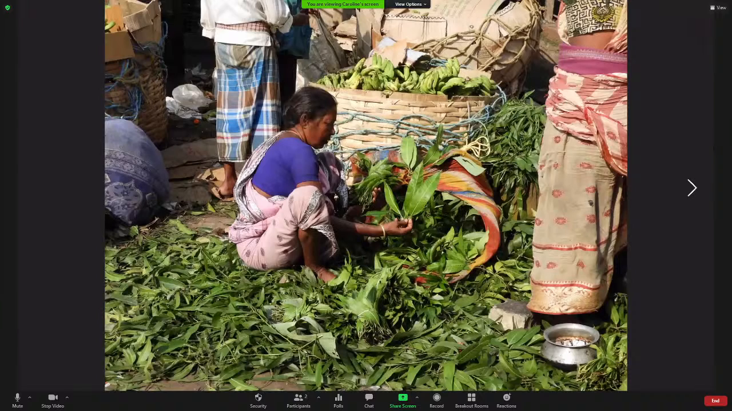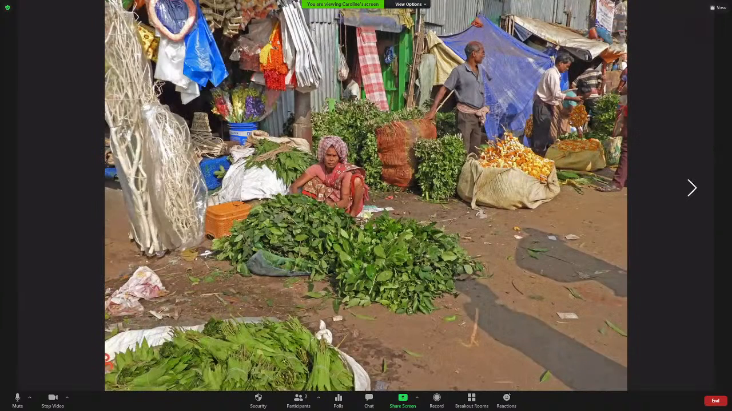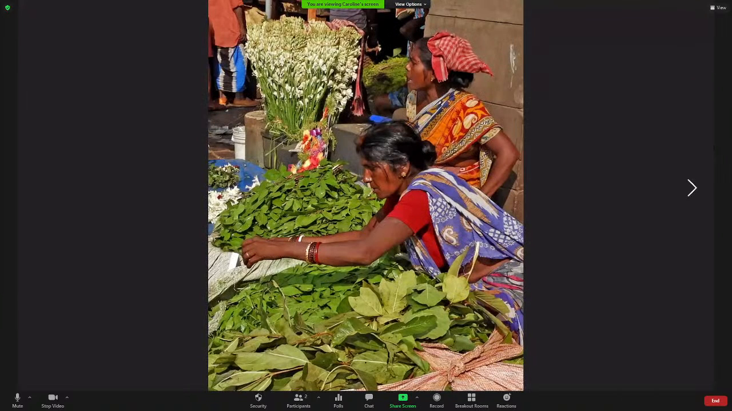And there's just so much variety. There were the marigolds in the previous pictures, and just leaves. I'm not quite sure what was happening with those. He was weighing out marigolds. It was a wholesale market, so people were taking them away for their own use elsewhere. And I could have stayed there for ages. Well, I did stay there for quite a long time. Just so much to see.